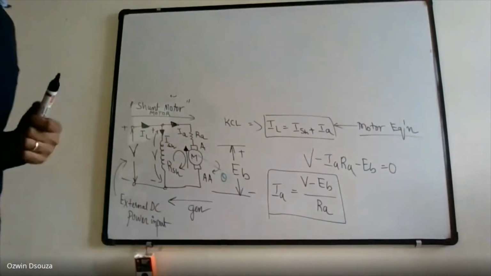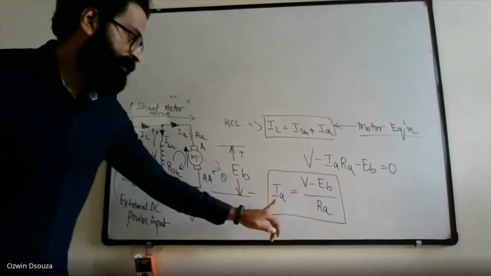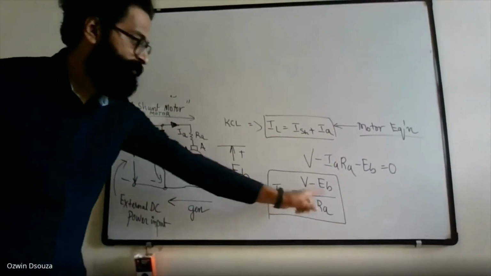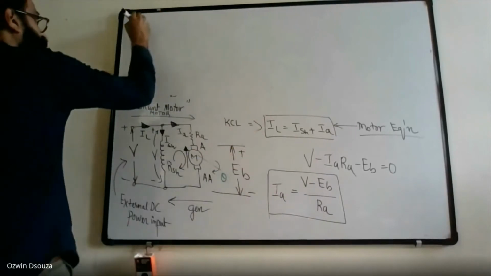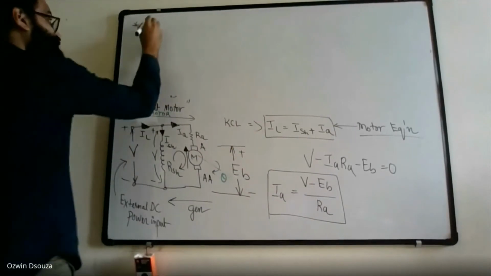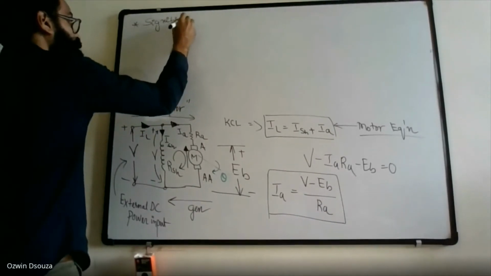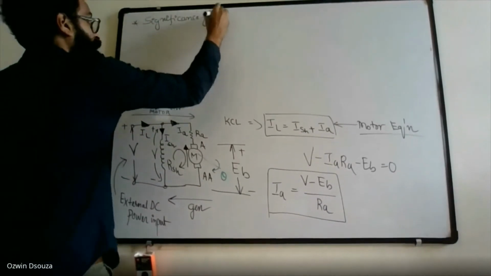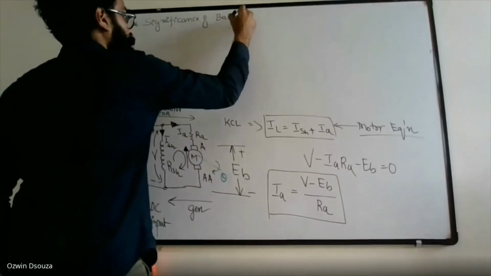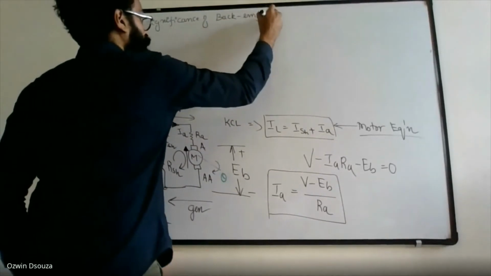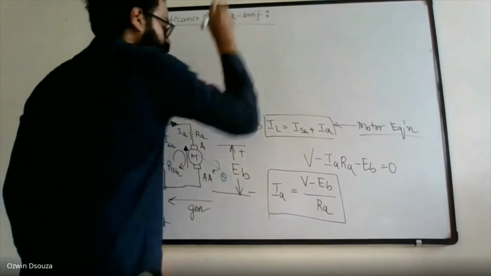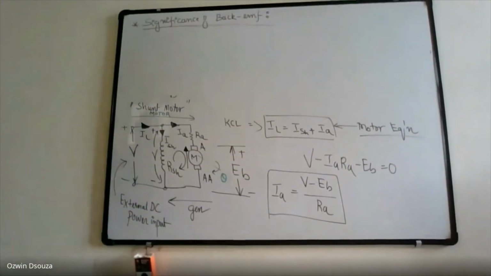This is one of the very important relations in a motor. So armature current Ia can be given as V minus Eb divided by Ra. Next, let us try to understand the significance of back EMF.